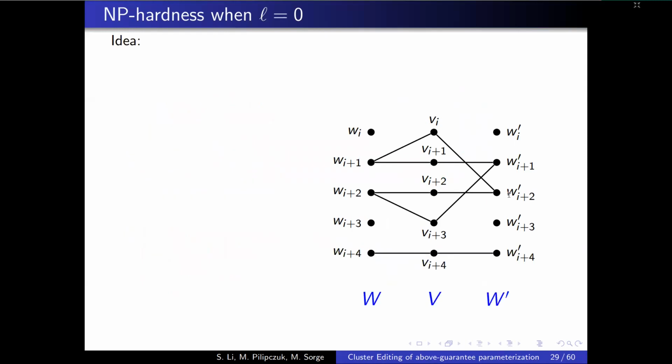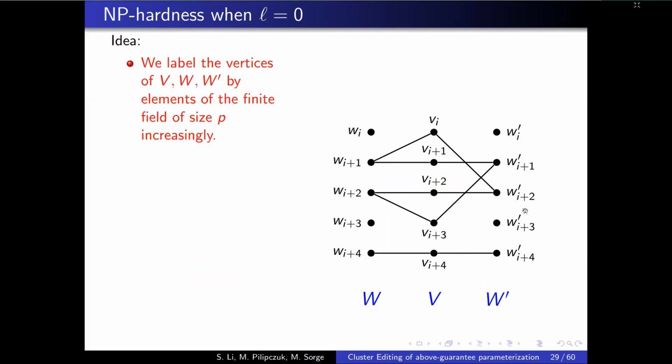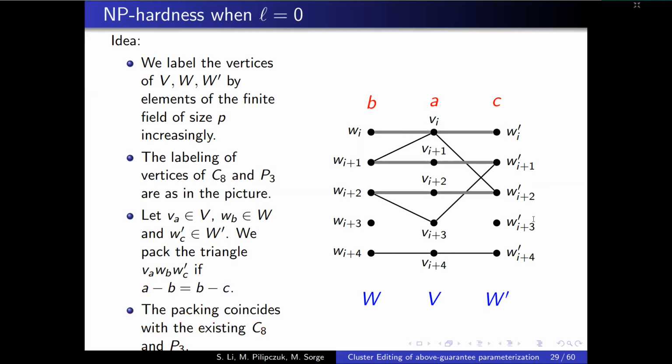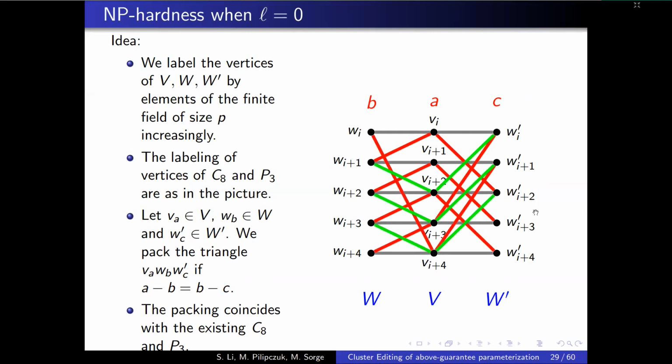So how do we cover the vertices here? First, we label the vertices of V, W, and W prime by elements of the finite field of size P increasingly. The labeling of the vertices of C8 and P₃ are as in the picture. Let V_A belong to V, W_B belong to W, and W'_C belong to W prime. We pack the triangle V_A, W_B, W'_C if A minus B equals B minus C. We will show that the packing coincides with the existing C8 and P₃. This is part of the solution. We will see that finally they coincide.